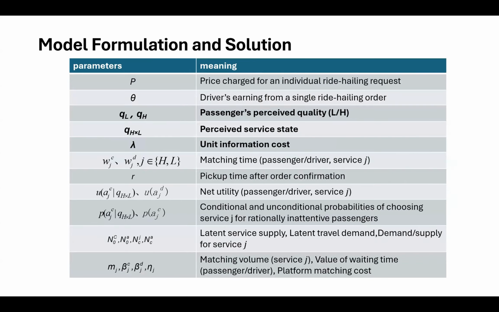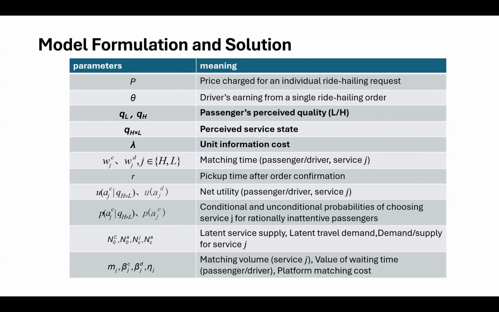To address the research question, we construct a mathematical model to analyze and solve the problem systematically. Here are the key parameters involved in our model. The most important are passenger perceived quality, perceived service state, and unit information cost.